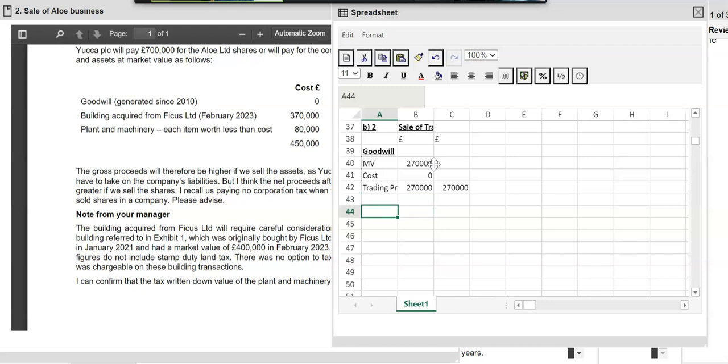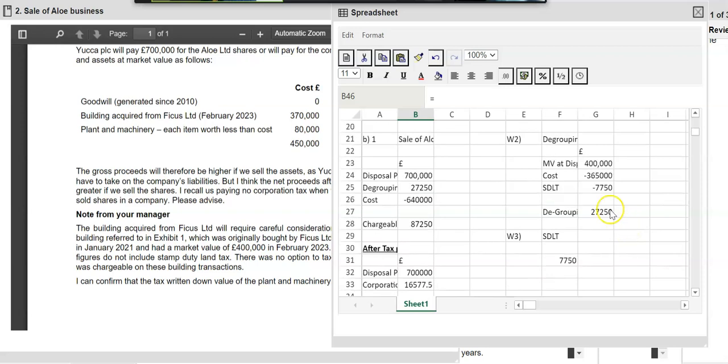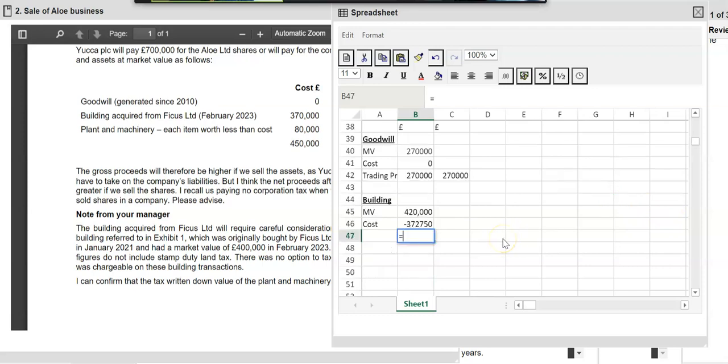Okay. After goodwill, we are having the building. So again, the same thing. The market value is how much? 420,000, as we have seen. Cost would be equal to, and let's go upstairs, so this plus this. So that's the cost. You deduct it. That's your capital gain.